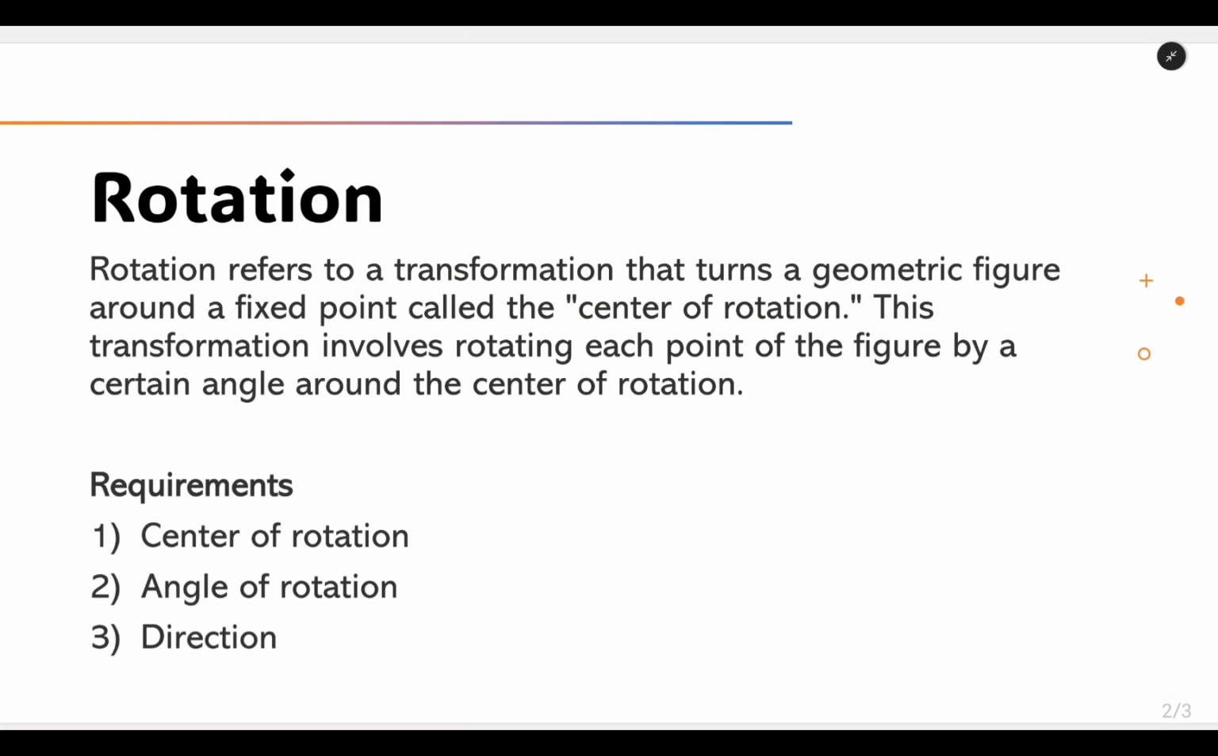center of rotation. So when we think about rotation, we think about basically the spinning of a shape about a certain point. And when you rotate the shape, you rotate each point about this certain point. Some of the requirements for rotation are the center of rotation, the angle of rotation, this is the amount of degrees that you rotate, and the direction of rotation. So you can either rotate clockwise or anti-clockwise. And these are the important things that you need for rotation.